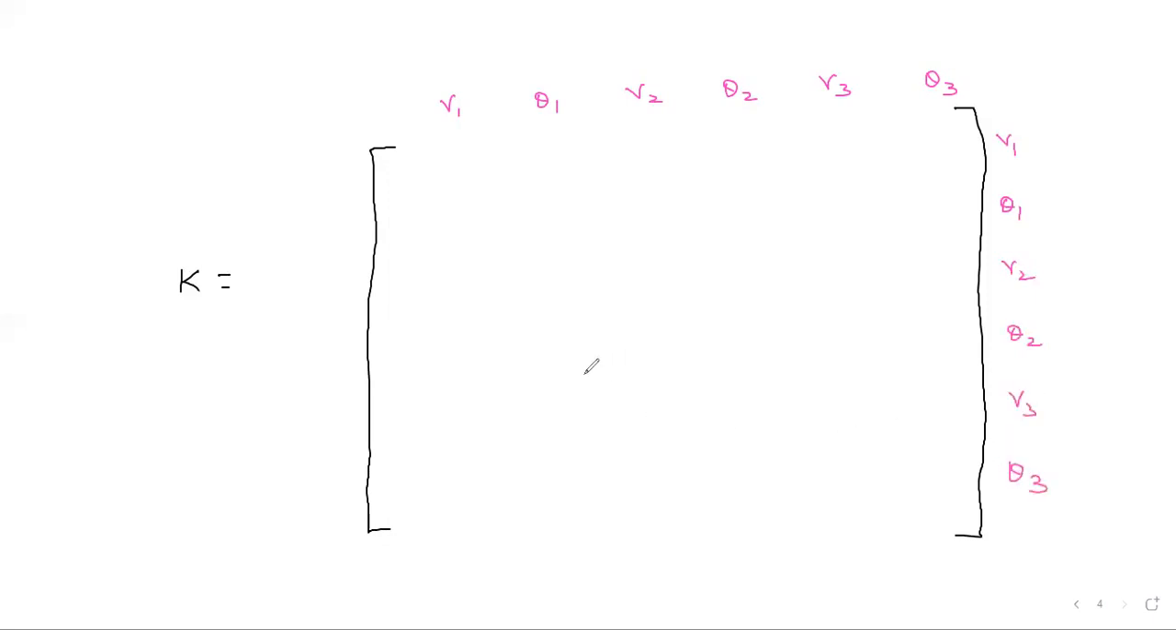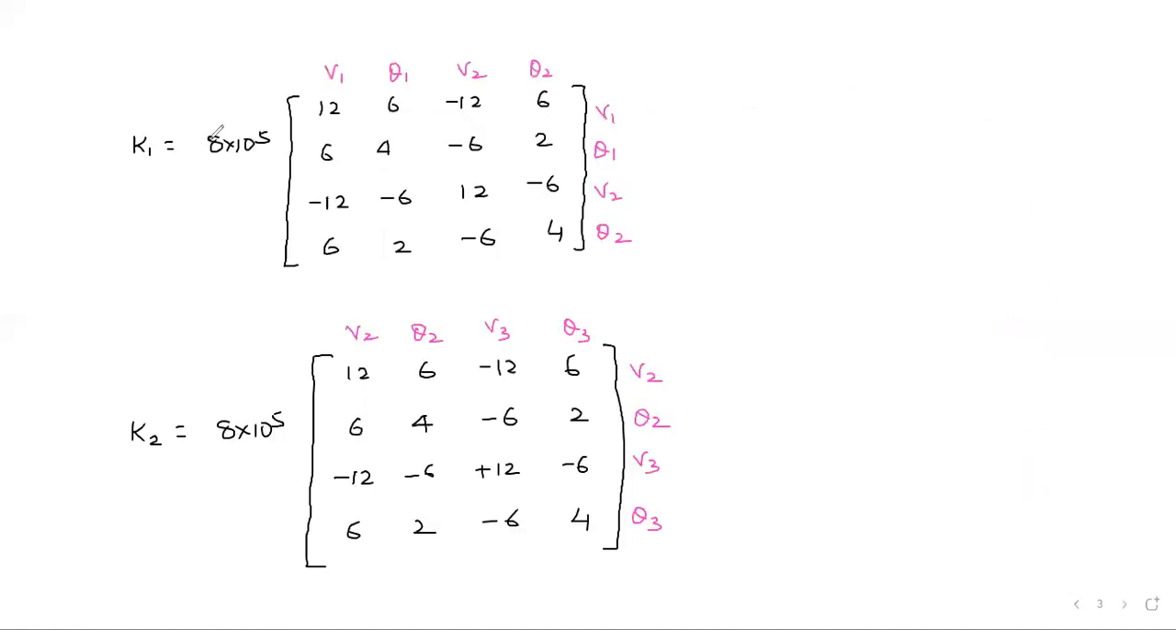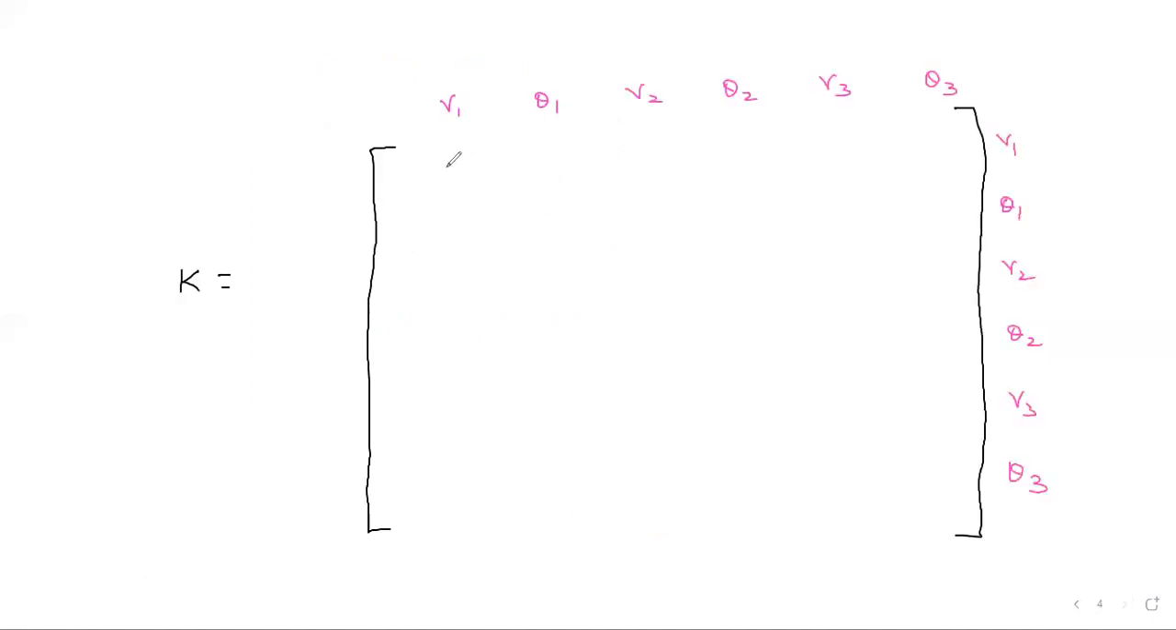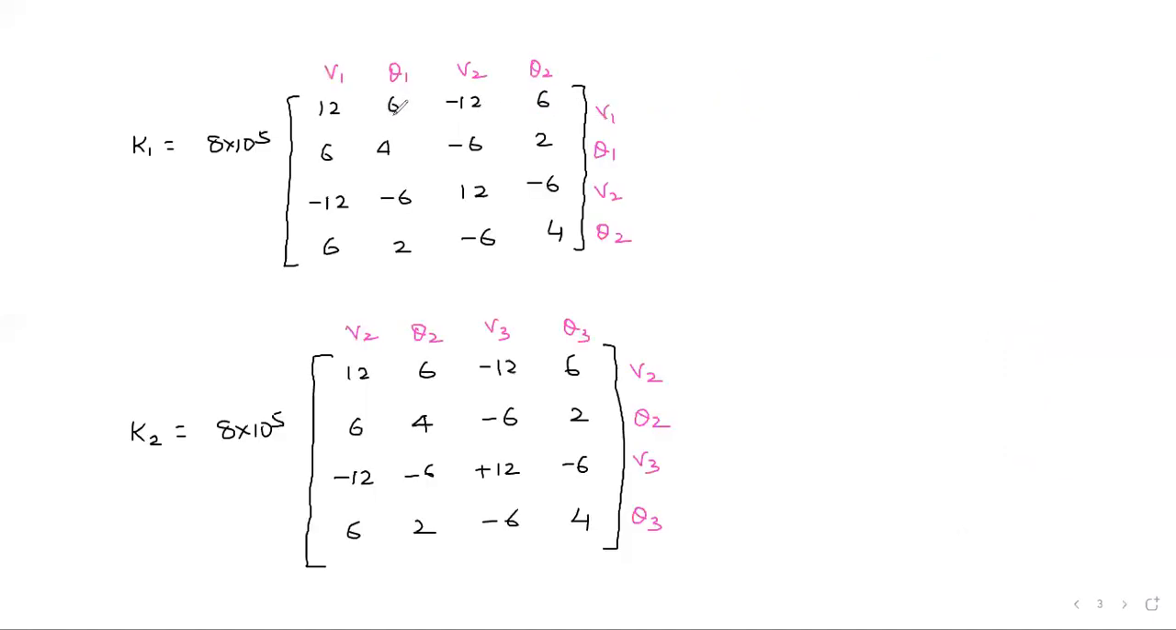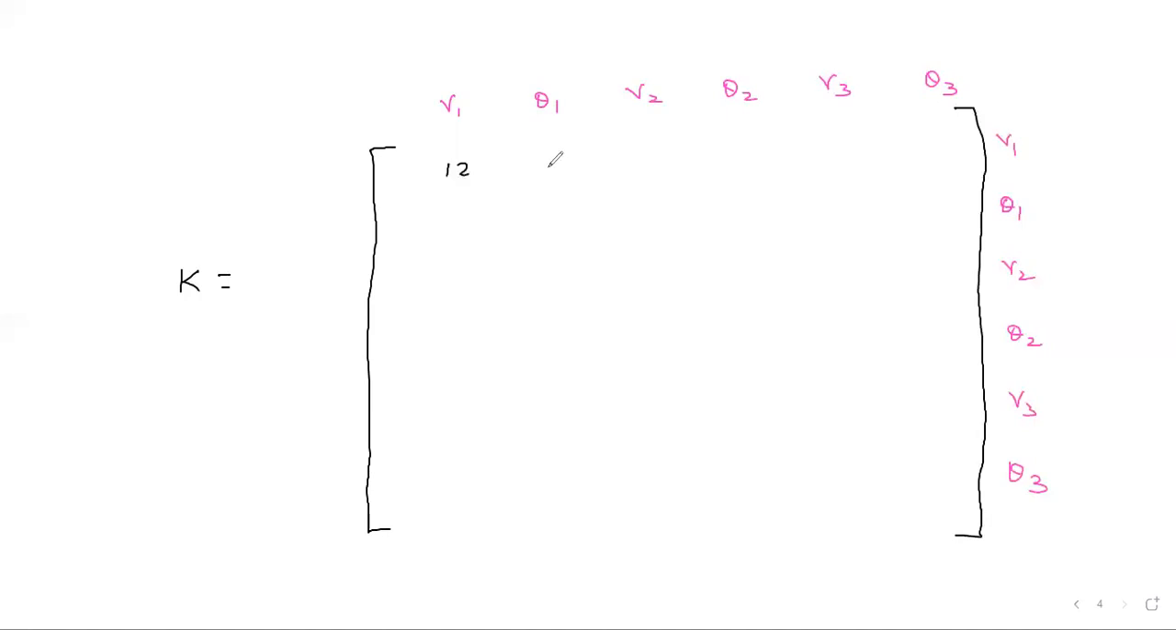We just need to see K1, K2 and put the elements here. Like V1 at this point, V1, V1. So V1, V1 will be in K1, right? That is 12. Already we have discussed this thing in the previous classes, how to find the global stiffness matrix. So the same pattern, same thing we have to do here. Global V1, V1 is 12. So we'll write here 12. Similarly, theta 1 V1, what is theta 1 V1? See here, that value is 6. So we'll write here 6.